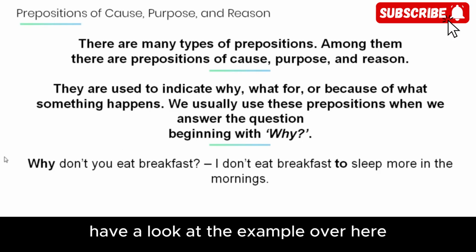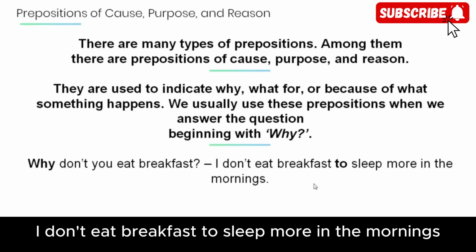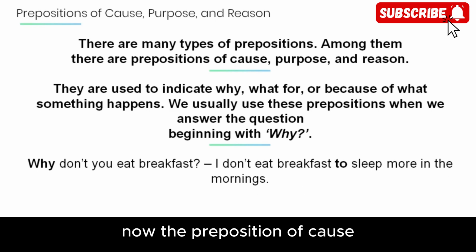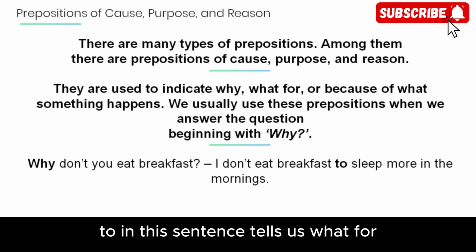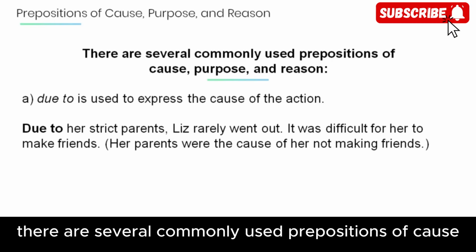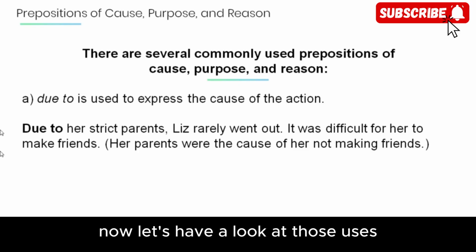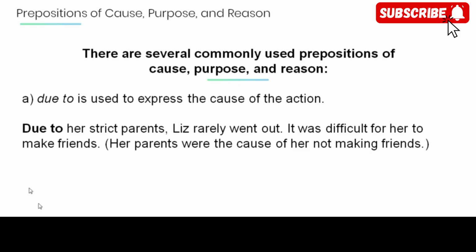Have a look at the example over here. Why don't you eat breakfast? I don't eat breakfast to sleep more in the mornings. Now the preposition of cause to in this sentence tells us what for. Now there are several commonly used prepositions of cause, purpose, and reason. Now let's have a look at those uses.